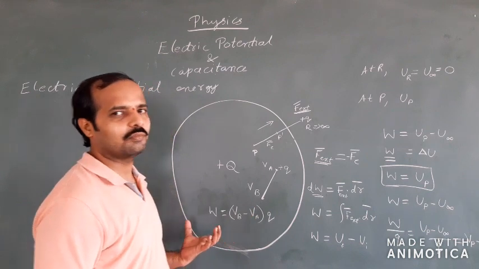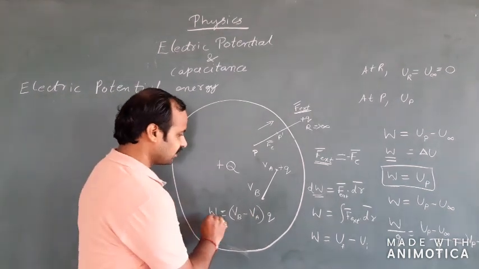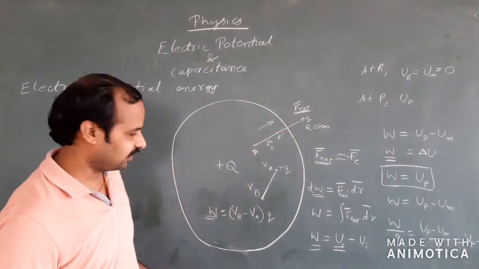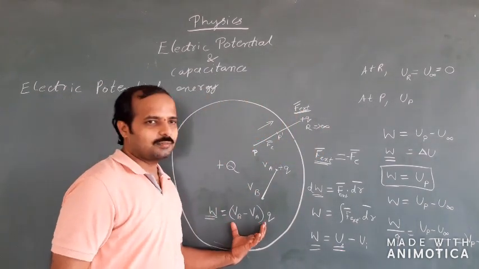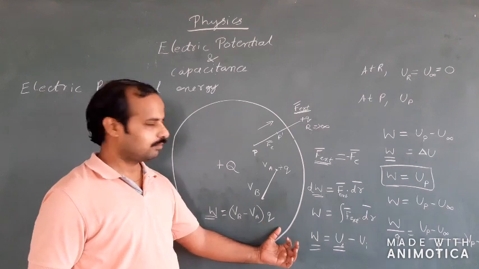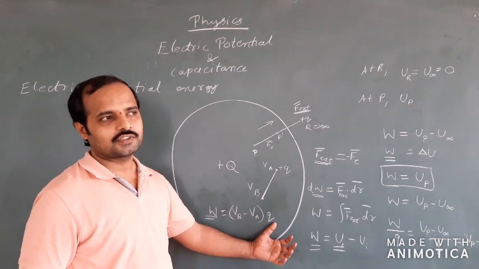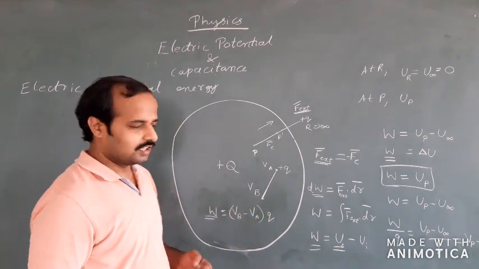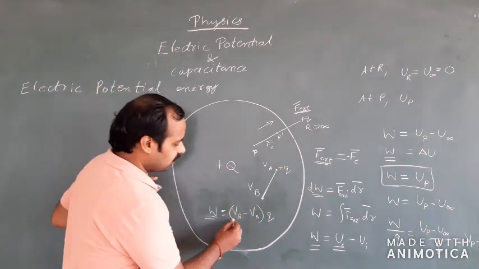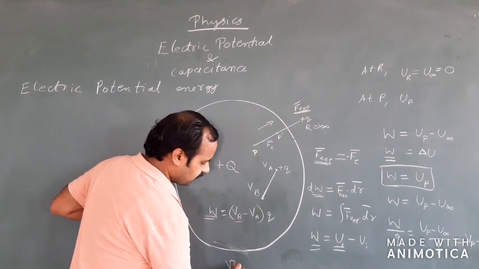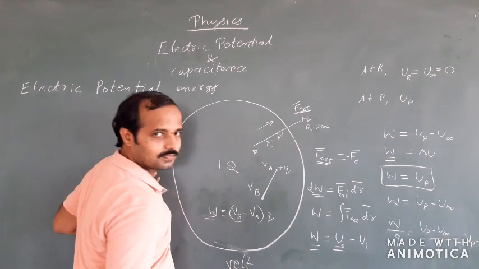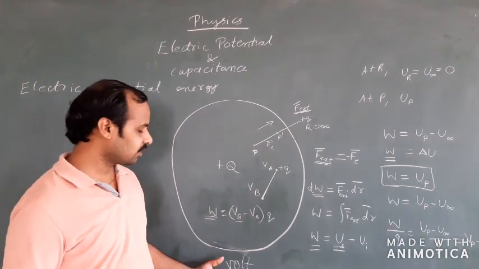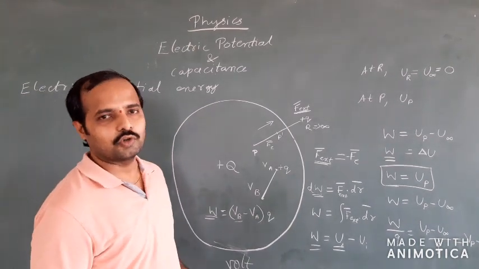Also we can find the potential energy, because we have already seen that potential energy and work done are almost one and the same. So here the work done is the difference in the potential multiplied by the magnitude of the test charge which has been moved from point A to point B. Now for the unit, electric potential has a unit of the volt.